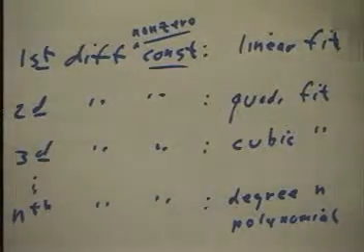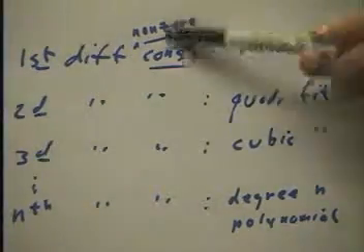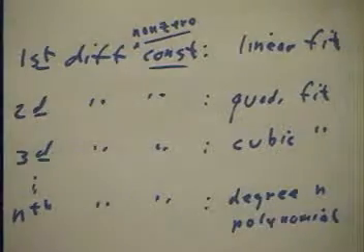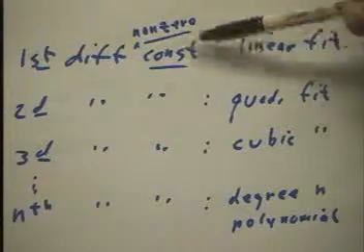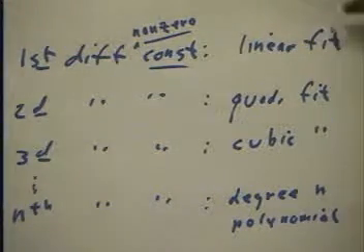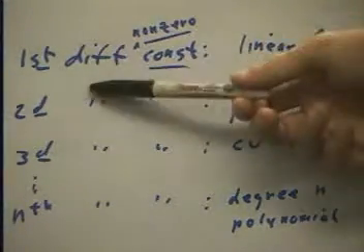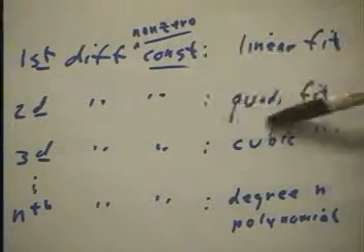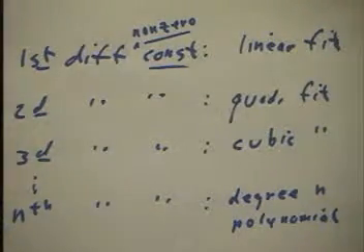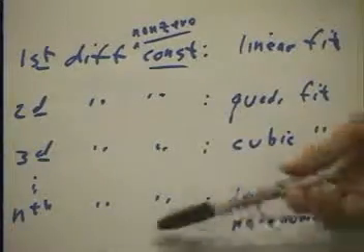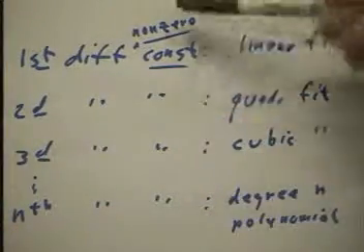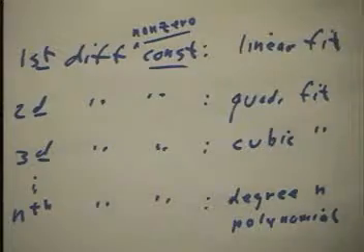Here's a summary of some of the sequence behavior of different functions. If the first difference of a function is a non-zero constant, then we expect a linear fit. If the second difference is a non-zero constant, we have to use a quadratic, and we should get a good fit with that. Third difference, non-zero constant, we get a cubic fit.